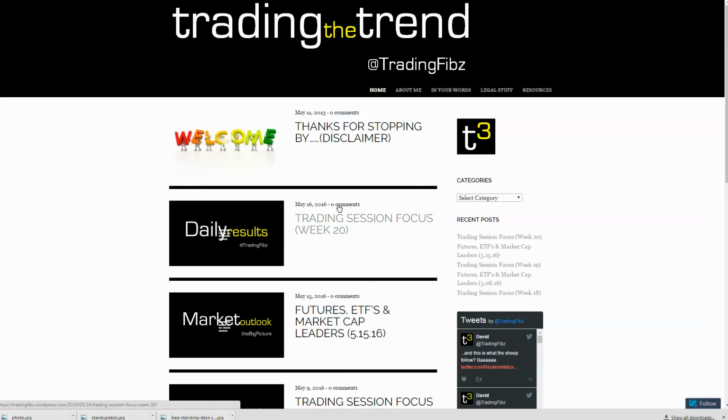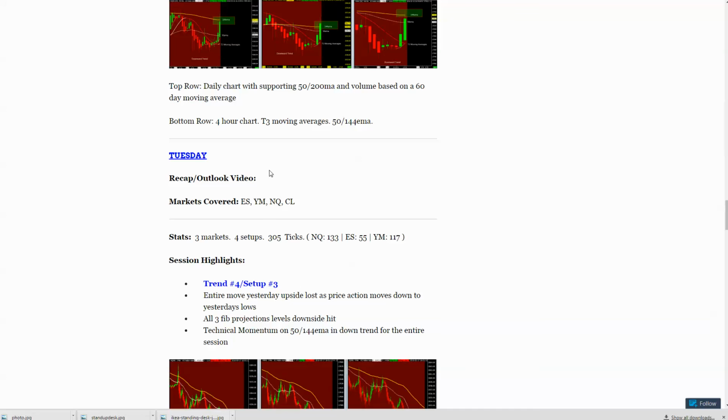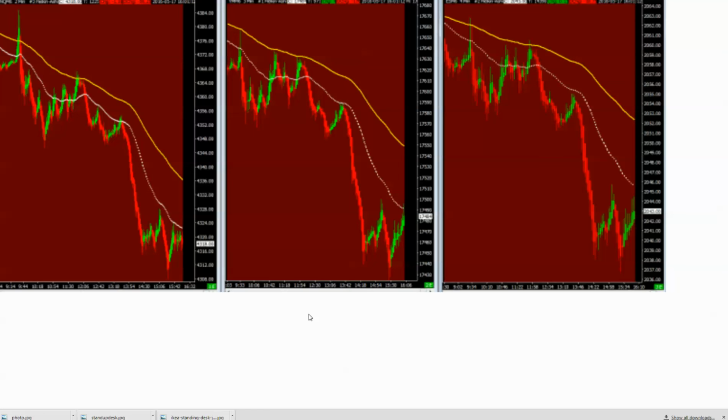Let's jump right into week 20 today, Tuesday. After a zero tick Monday, coming back 305 ticks across the board. What a trend. It was trend number 4 for the day, on setup number 3. Take a look at those 51.44s. Technical momentum to the downside. There's your big picture of the day.